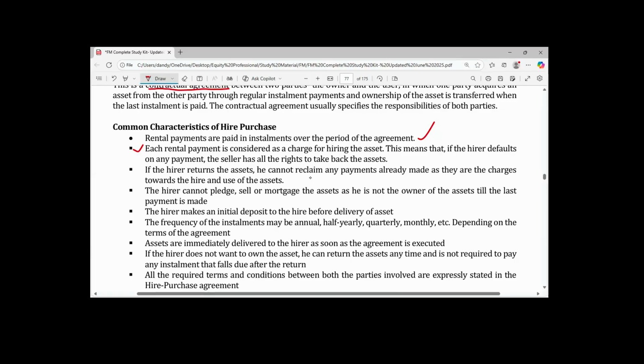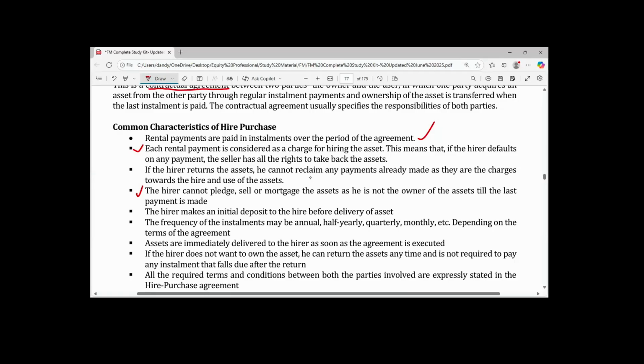All right. So not only that, the hirer, that is the user of the assets, cannot pledge, sell or mortgage the assets because he is not the owner. You can only do that if the final installment has been paid, because once you make the final installment, you become the owner of the asset. Thereafter, you can pledge the asset for anything. You can use the asset to borrow a loan. You can sell the asset. You can also mortgage it. But until that is done, the user of the asset does not have the right to pledge, sell, or mortgage the assets, because he is not the owner.